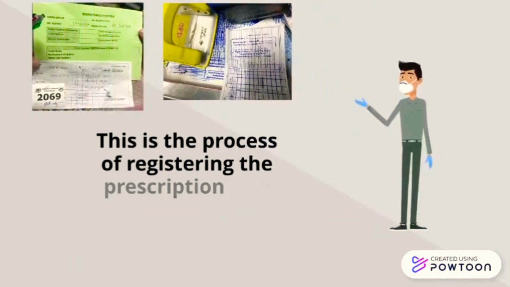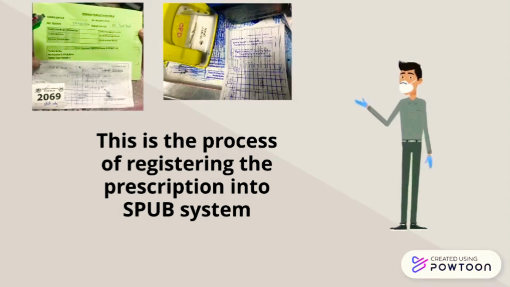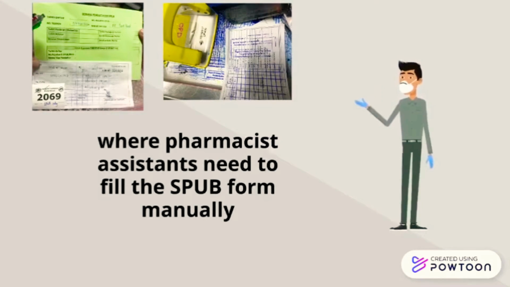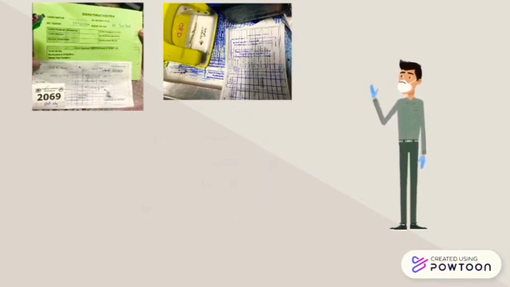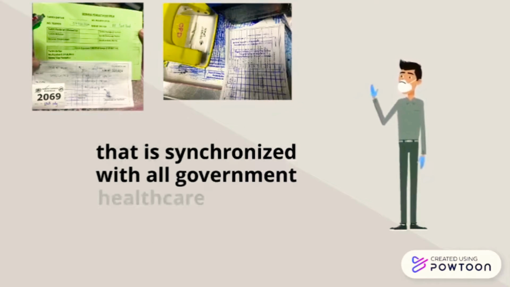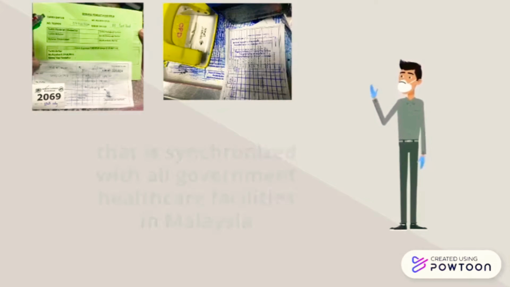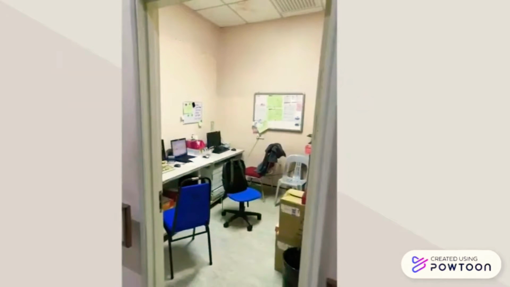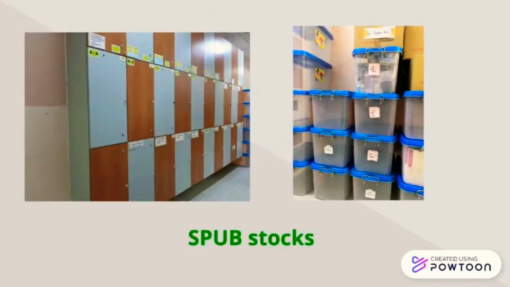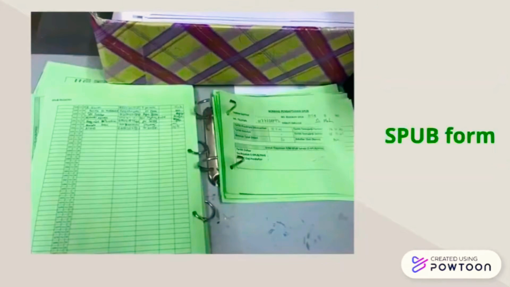This is the process of registering the prescription into the SPUB system, where the pharmacist assistant needs to fill the SPUB form manually. Then, the registered SPUB form will be transferred into the Pharmacy Information System, PHIS, that is synchronized with all government healthcare facilities in Malaysia. Here is an example of an SPUB form.